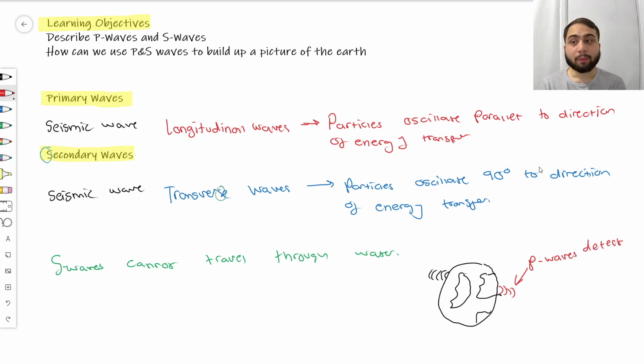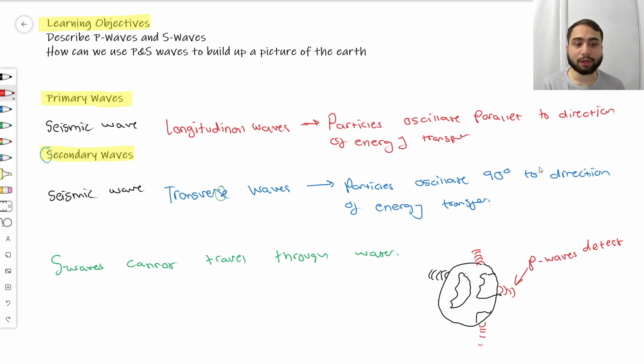Now, what we also know is that S waves are not detected on the other side of the Earth, or they're extremely faint. That tells us that throughout the center of the Earth there is some form of liquid, because we know that S waves cannot travel through water or liquids. So we can tell that there is a liquid center of our Earth. Also, the P waves are refracted, which means that they slow down and change direction.